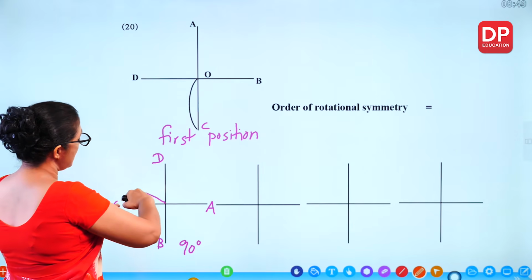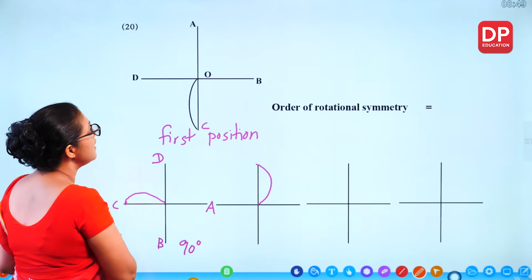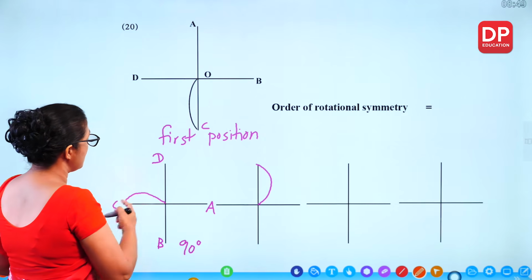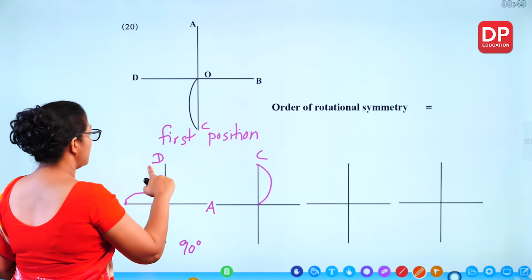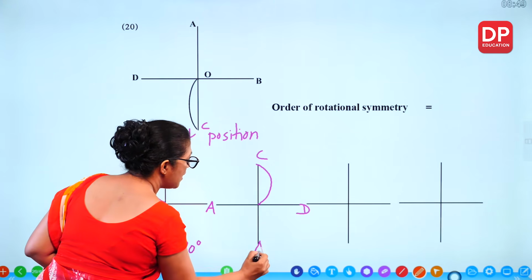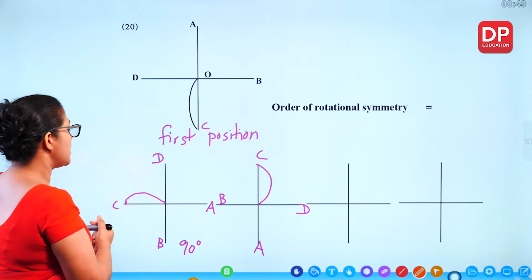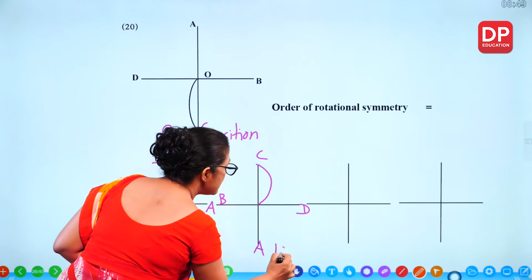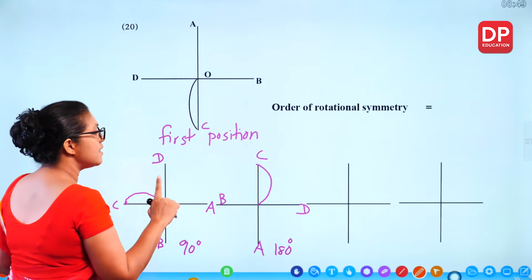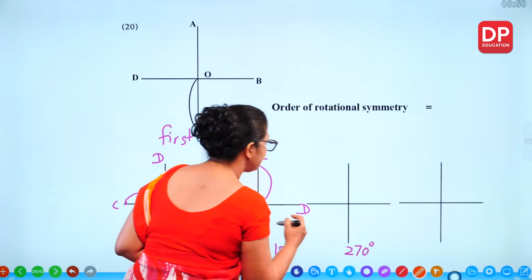Now again rotate this one 90 degrees. You get the petal here. So what's the position now? C is here. So C, D, A, B clockwise. You get the same order. This is 180 degrees. Another 90, that means 270 degrees.